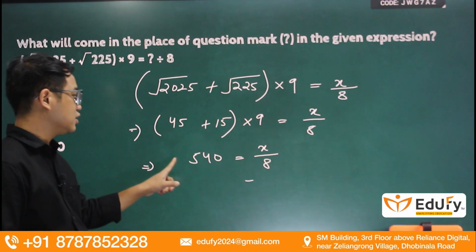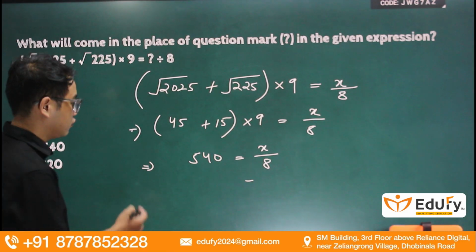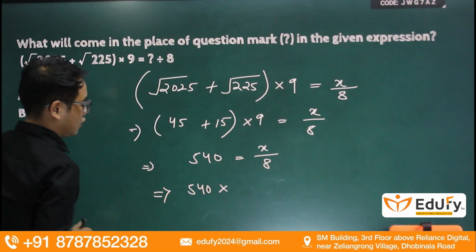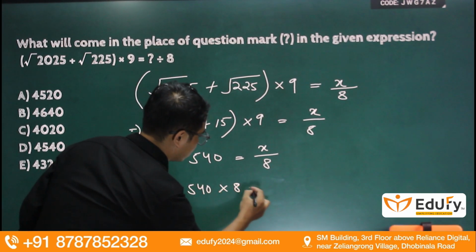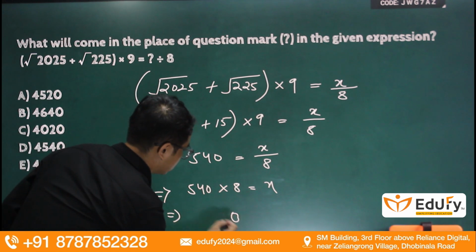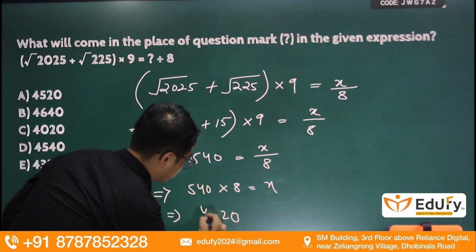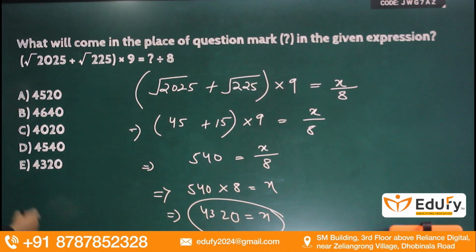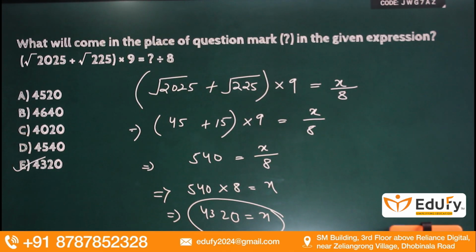So when I shift this 8 to this side, it will become multiplication. So now here 540, if I shift this 8 here, it becomes multiplication by 8, which gives your x here. So when you multiply this, 0, 8, 32, 43. So your x value here is 4320, which is your option number E. So this is how you solve questions when one variable is missing.